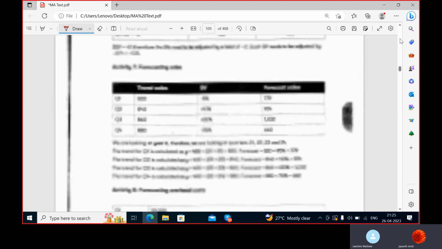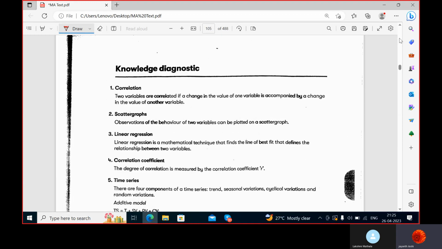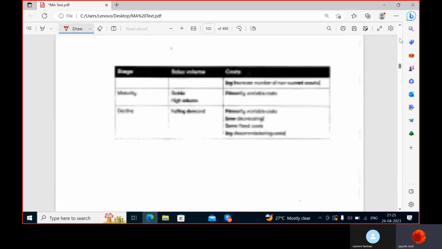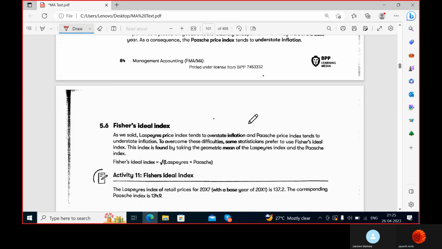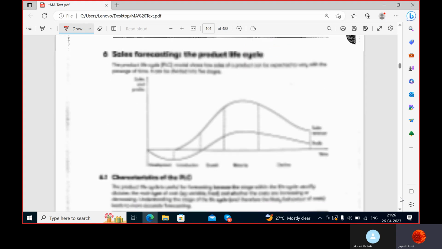So Fisher ideal index is nothing but the geometric mean of last year and past year method. What is that? Under root last year into past year method. Understood? That is Fisher ideal index, the geometric mean of last year and past year. So this is what you can do as homework.